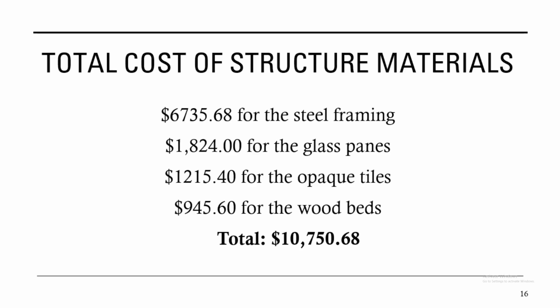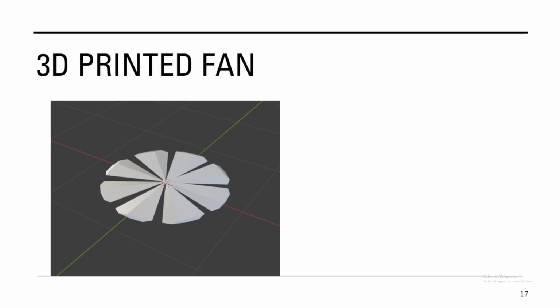The total cost? This would be the total cost of all of our structural materials. 3D printed fan. Our fan design helps to stabilize the humidity and the temperature of the greenhouse. It adds ventilation and airflow so that the user can control and monitor it. It will be connected to the main system that displays the humidity and temperature.